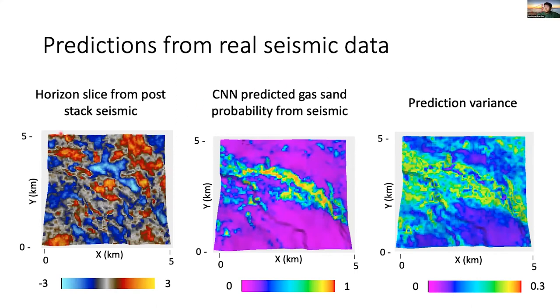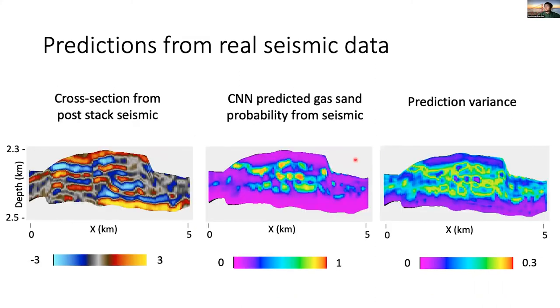What I have over here is a horizon slice from the real post-stack seismic data, and this was our CNN predicted gas sand probability, and this is the gas sand variance. The gas sand probability goes from 0 to 1. And you can see that while your real data seems noisy, the CNN is able to identify what seems like a gas channel from the data. And interestingly, all of the prediction variance is concentrated around this gas channel because we know that seismic data has limited resolution. So the CNN correctly identifies all of the uncertainty around the edges of this gas channel.